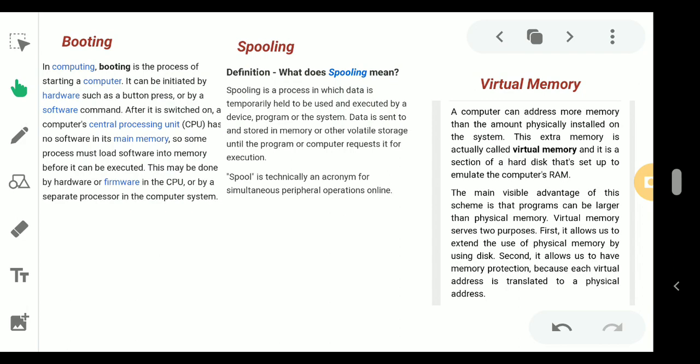Or they can directly ask you what is booting, what is cold booting, what is warm booting, or to differentiate between cold booting and warm booting. This type of question comes from the topic of booting.